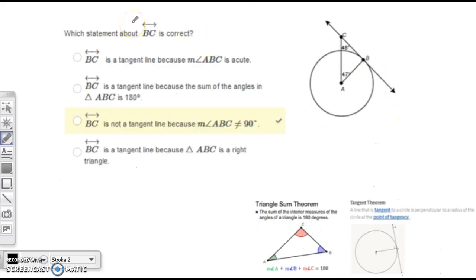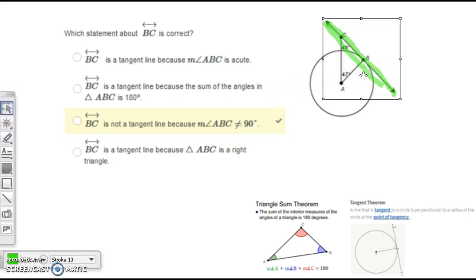All right, last one. Which statement about line BC is correct? All right, so let me highlight BC so I know what I'm looking at. Well, I totally just missed the line. Let me try that again. That's a little closer. Okay, so BC is a tangent line.